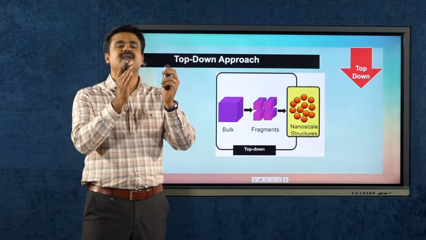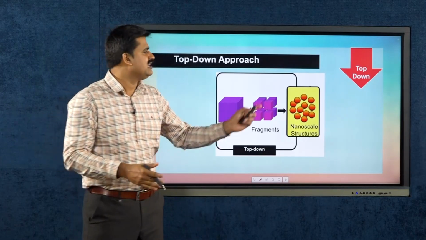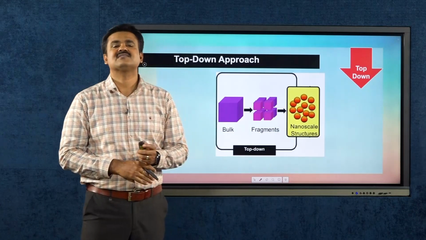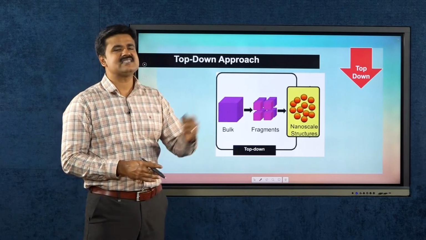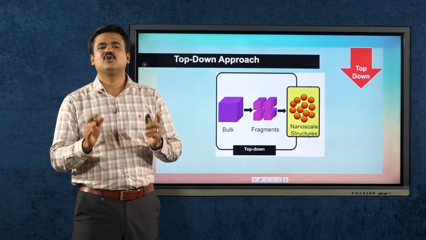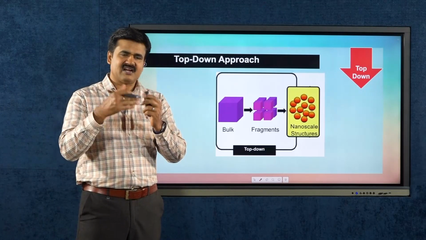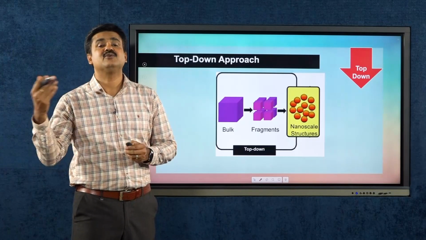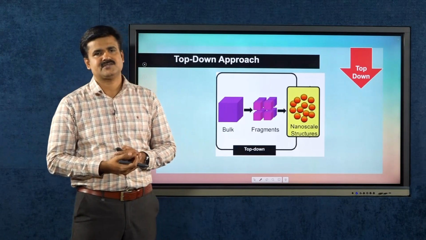So, the bulk material is broken into small fragments, and again broken into the desired size of nanoscale objects or nanoscale structures. This entire procedure is known as top-down synthesis, and this approach of converting the bulk material into nanoscale objects is called the top-down approach.